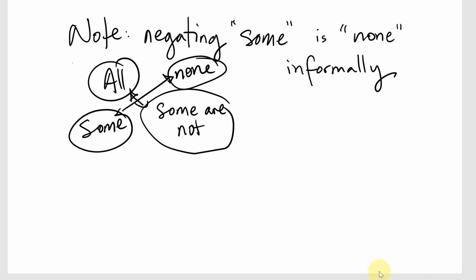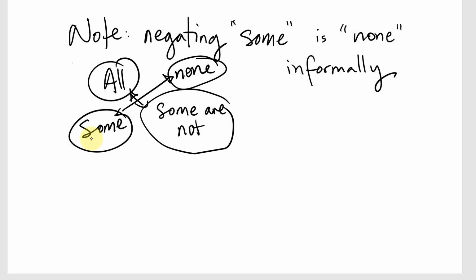Let me review something that was just happening in those last few examples. If we were negating the word "some" in informal, everyday language, the negation of "some" is "none." But what happens when I switch to formal language? I don't really have a symbol for none. I use the universal quantifier, which is for all, and then I put a negation on the statement.